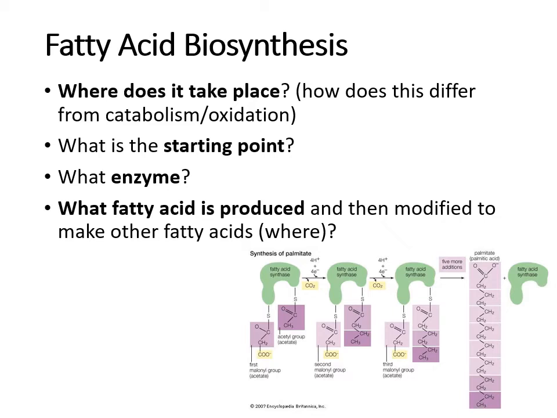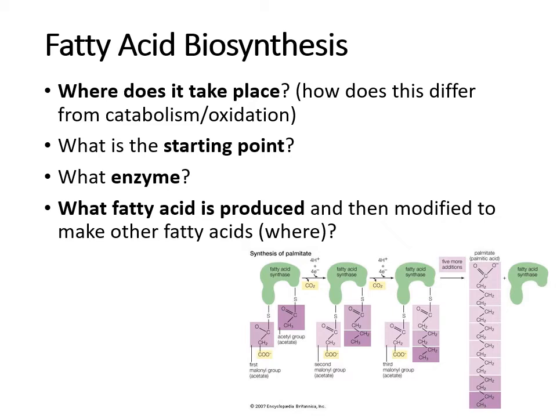The first difference that I want you to note is where these events are taking place. So when we talked about beta-oxidation, that was mainly occurring in the mitochondria, whereas now for fatty acid synthesis, instead it will take place in the cytosol. Okay, so now we're looking at an anabolic reaction in the cytosol as opposed to a catabolic reaction in the mitochondria.